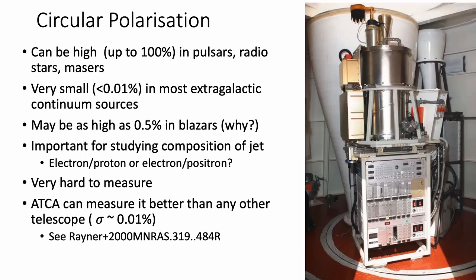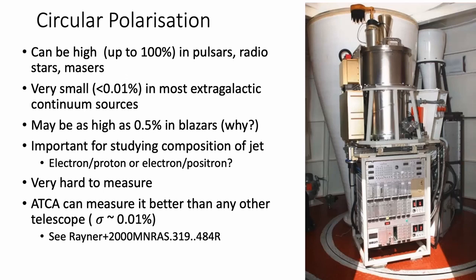The interesting thing is that if you've got a jet which is made of electrons and protons, the electrons are whizzing around, protons are going really slowly, so it's fairly easy to get a net circular polarization. But if the jet is electrons and positrons, everything the electrons are doing, the positrons do the same in the opposite direction. We don't know whether jets from AGNs are electron-proton plasma or electron-positron plasma.